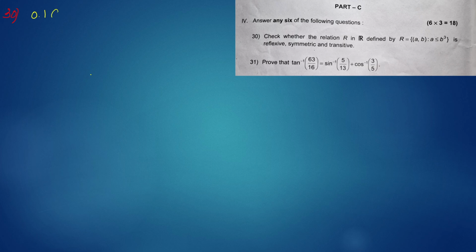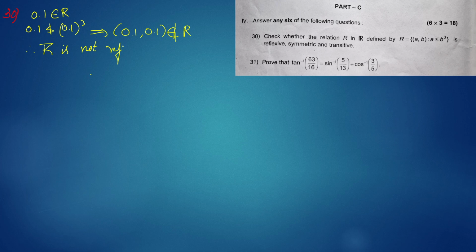We know that 0.1 belongs to the real numbers. For this real number, 0.1 is clearly not less than or equal to 0.1 whole cube, which implies the ordered pair (0.1, 0.1) does not belong to the given relation. Therefore, the relation R is not reflexive.